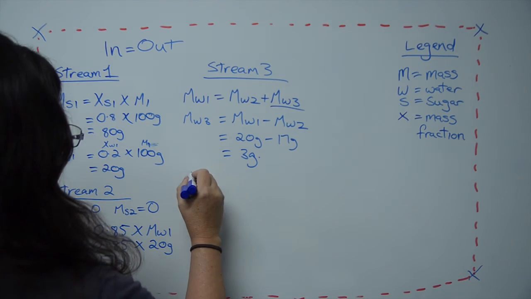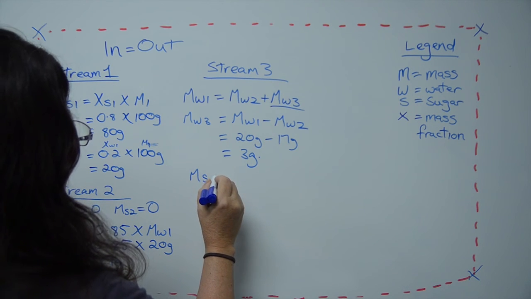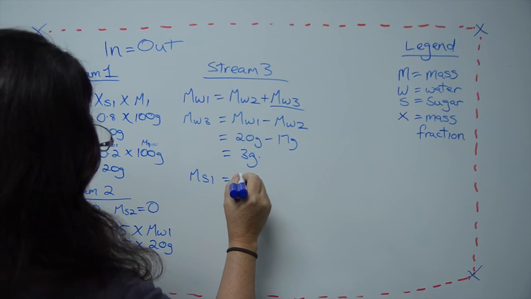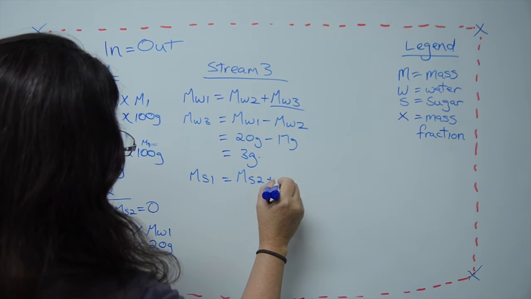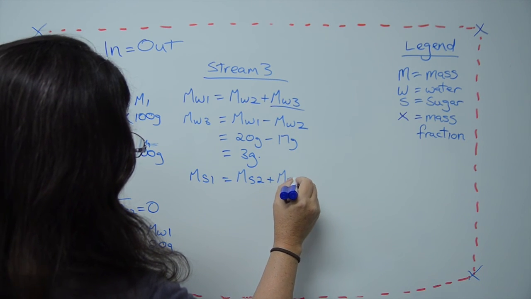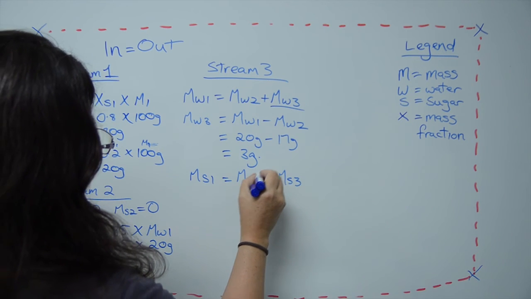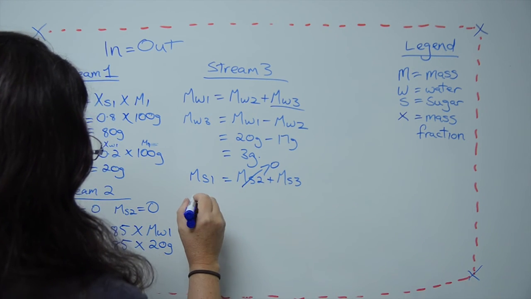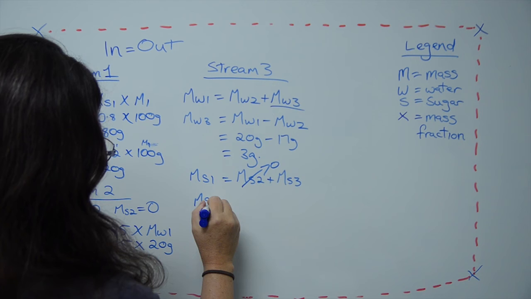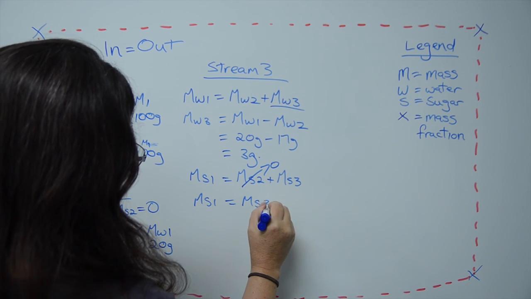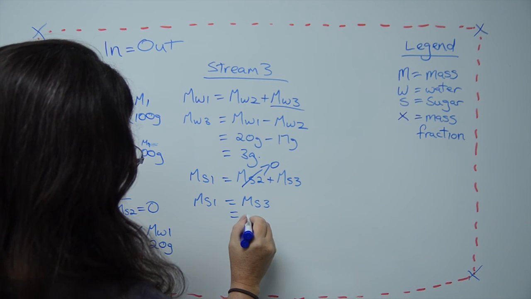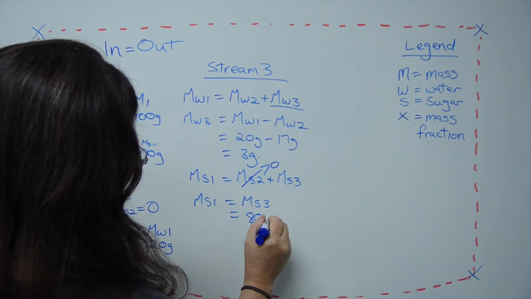Now let's look at the sugar stream. So MS1 is equal to MS2 plus MS3. We know that MS2 is equal to 0. So MS1 is equal to MS3, which is equal to 80 grams.